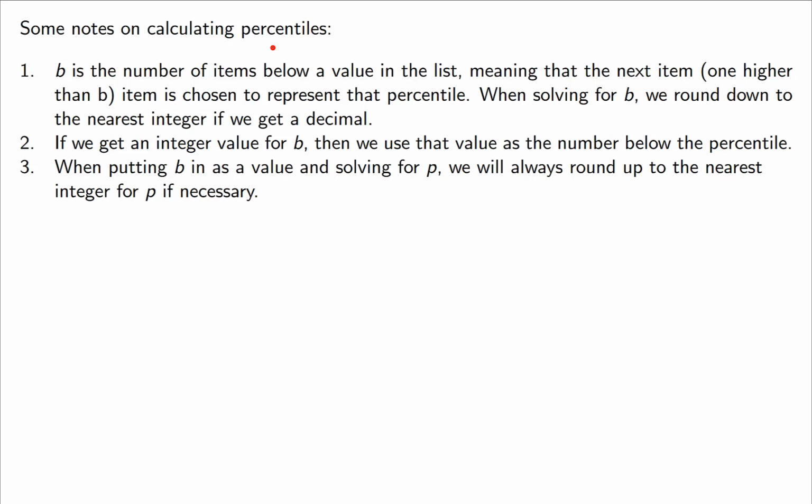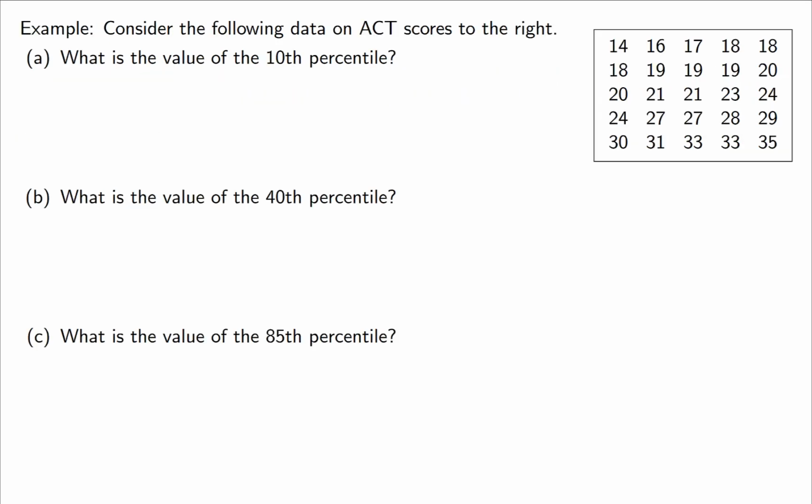If we get an integer value for B, we'll just use that number as it is and not round it. When we're solving for P, plugging in B for a value and solving for P, then we'll round up to the nearest integer for P. The percentile always has to be rounded up, whereas the B always has to be rounded down. Now let's do the example.